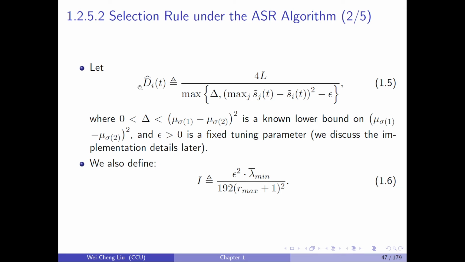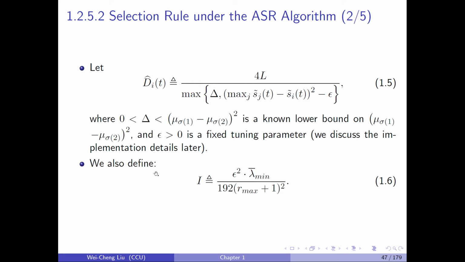Then let d hat I of t be defined as 4L over the maximum of delta and the maximum of S tilde j of t minus S tilde I of t, over j, squared minus epsilon, where 0 is smaller than delta, and delta is smaller than mu sigma of 1 minus mu sigma of 2 squared, a non-zero lower bound on mu sigma of 1 minus mu sigma of 2 squared, and epsilon greater than 0 is a fixed tuning parameter. We discuss the implementation details later.